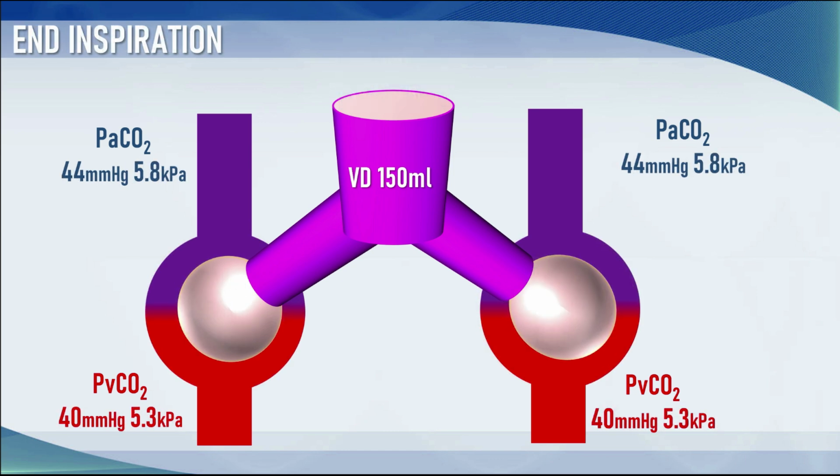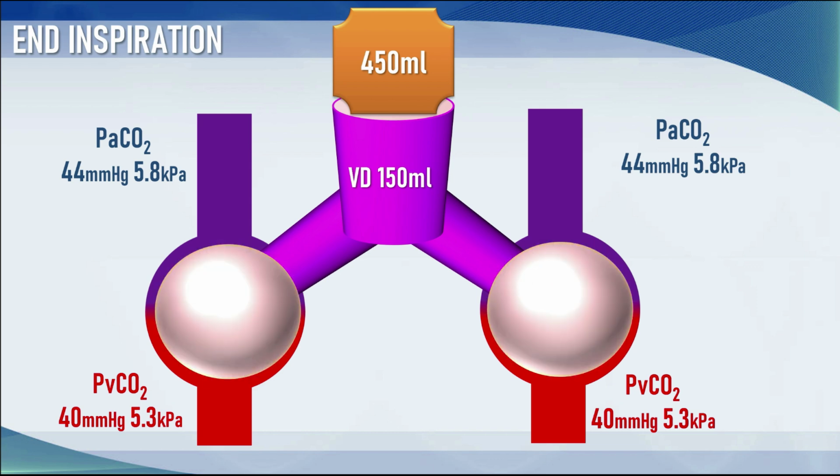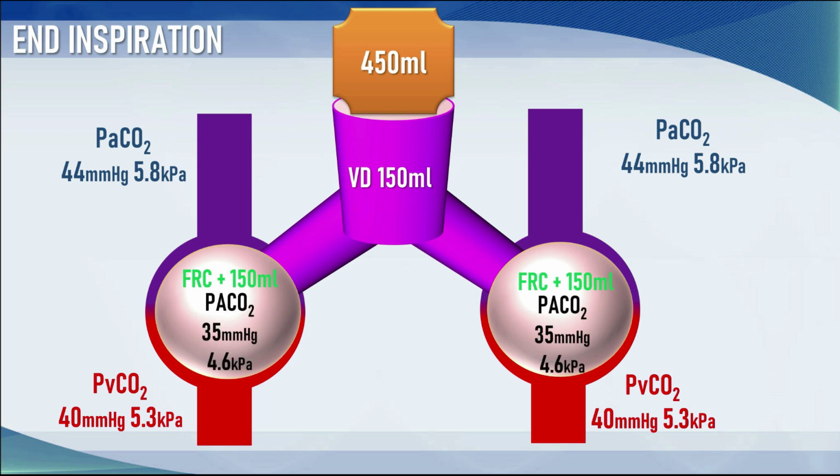Now we are going to deliver a 450 ml breath. Note that the anatomical dead space is 150 mils, or 33% of this. Although the pulmonary arterial and venous CO2 change little, there is an increase in the alveolar gas of 300 mils, and that's 150 mils roughly spread between the two lungs. So the alveolar CO2 is diluted and the partial pressure is lower. Release of this gas during expiration propels it into the anatomical dead space and then out of the lungs.